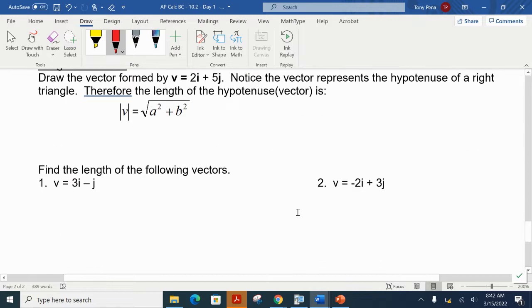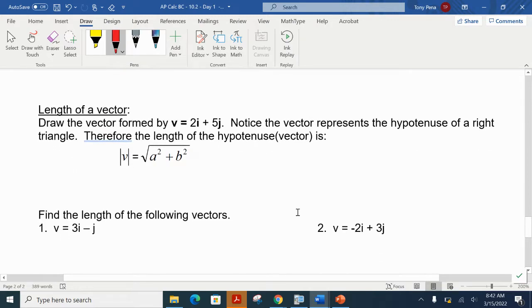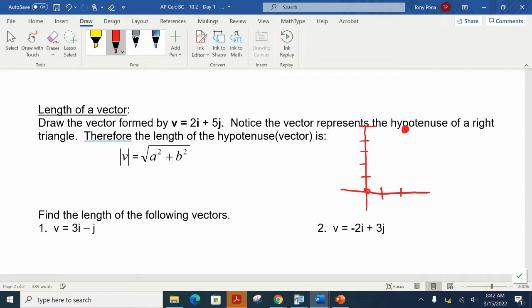All right, last but not least, length of a vector. This is the one that I was kind of lying about before. I do want you to draw this. So draw the vector formed by this. The vector in component form, 2i plus 5j. So that would mean I start here. I would go over 2, up 5. 1, 2, 3, 4, and then 5. Started here. So this is the direction of our directed line segment. That is our vector going out to that point.